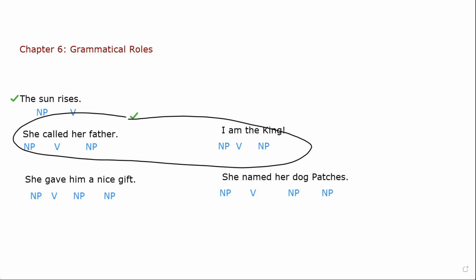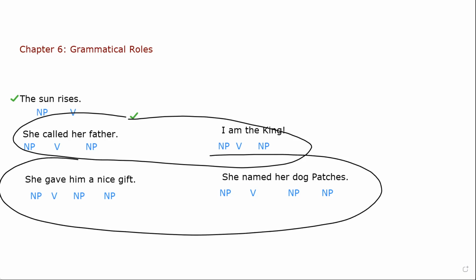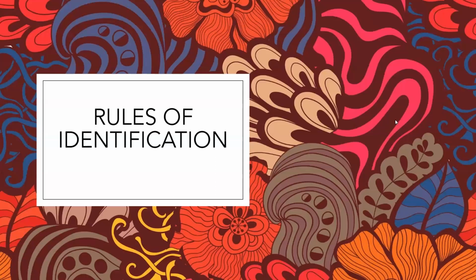Here you have the same pattern, but you need to identify what the grammatical roles are. And down here, it looks like we have the same pattern with two noun phrases following the verb, but we need to figure out what the roles are. And this is what this video is all about. In this video, we're going to talk about rules of identification: how to identify the verb phrase pattern and how to identify the grammatical role of all those noun phrases.